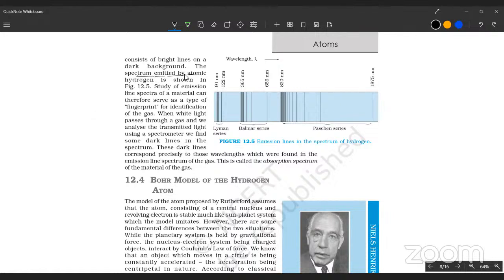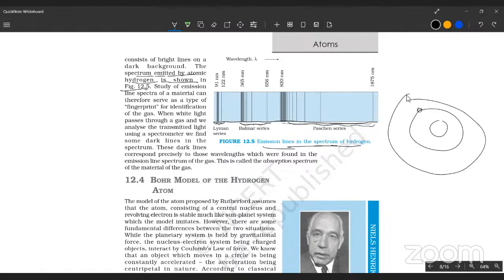The spectrum emitted by atomic hydrogen is shown in figure 12.5. So you can see this series, the emission line spectrum for the hydrogen atom. We have given these series names like Lyman series, Balmer series, Paschen series. So what is the Lyman series? Suppose the nucleus is here and the electron is here. Now the electron can jump from the second state to the first state.